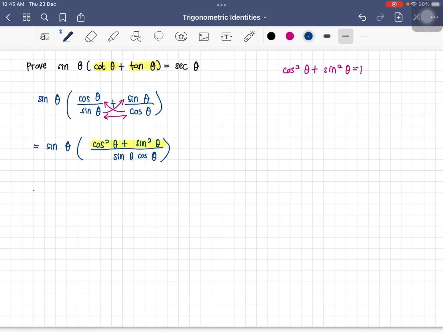Therefore, we have 1 over sine theta cos theta. Because they are multiplication, you can simply cancel sine theta and sine theta, and then you are left with 1 over cos theta. You know that 1 over cos theta is, by identity, given by secant theta. So we have proved this one. Simple, right? Not really difficult for this one.